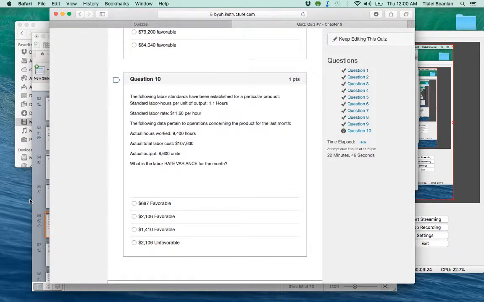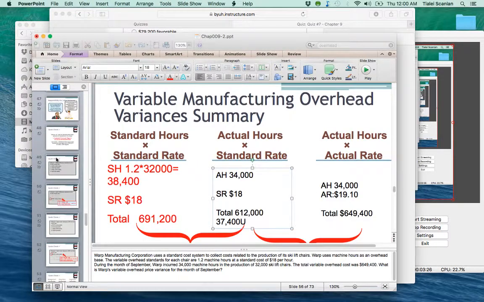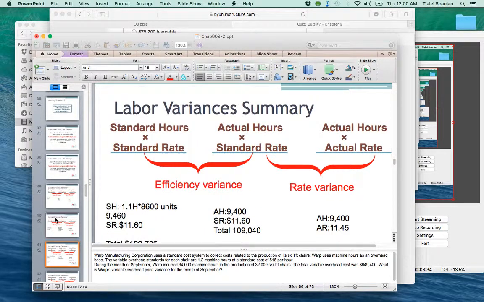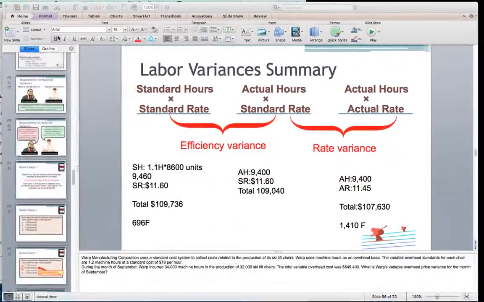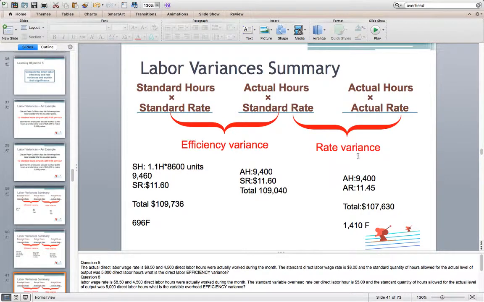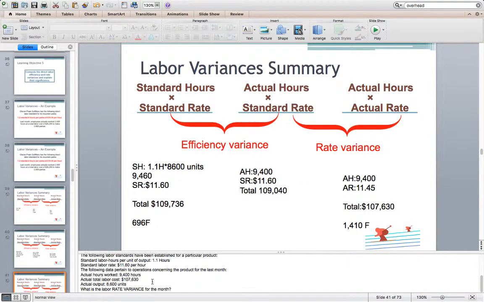Very last question. Very, very good job if you stayed with me this whole time. We are back at 40. Okay. So this very last question, I already have put in the values. So again, same sort of calculation. They said that standard labor hours per unit were 1.1 hours, and we're making 8,600 units. So times that together to get a total standard hours.